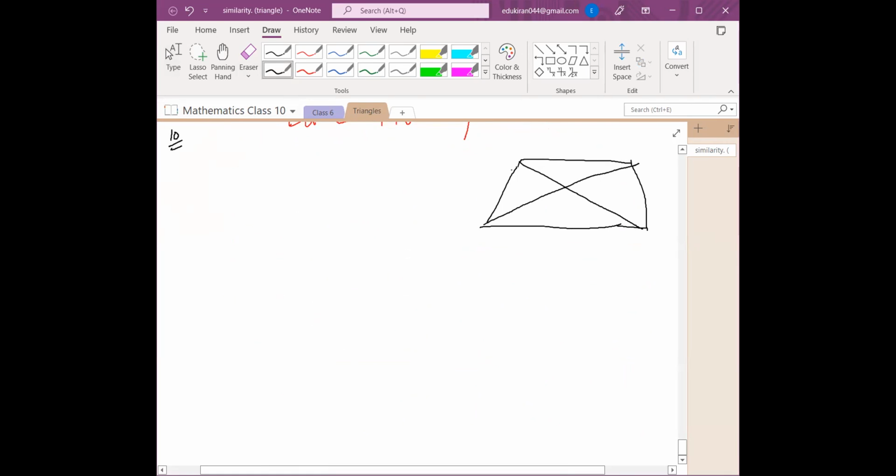So, diagonals of a quadrilateral ABCD. You have to show that it is a trapezium. So you are taking it like this, AB, CD, and then O, and you have done a construction, which is EF.